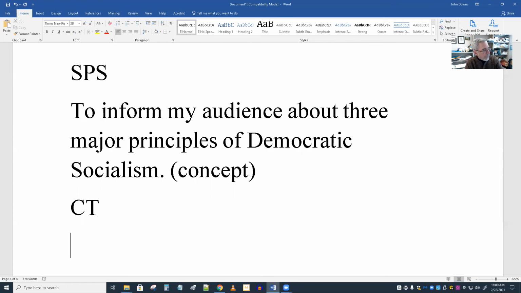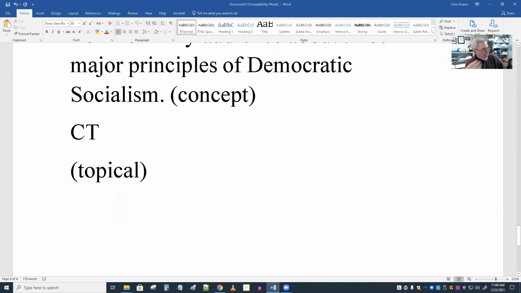Now you've got your main ideas right there, which are presented in that order, right? Say the first major principle of democratic socialism is the regulation of the capitalist economy. The second major principle of democratic socialism is addressing social inequalities, and so on. And then those flow directly into your signposted preview statement. But that's that central thesis. The 3 major principles of democratic socialism are regulation of capitalist economy, addressing social inequalities.